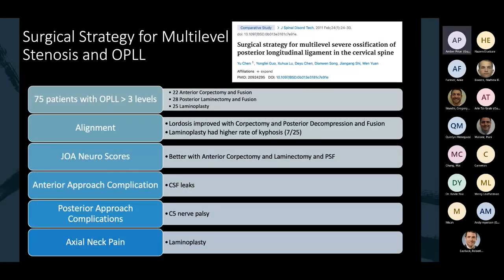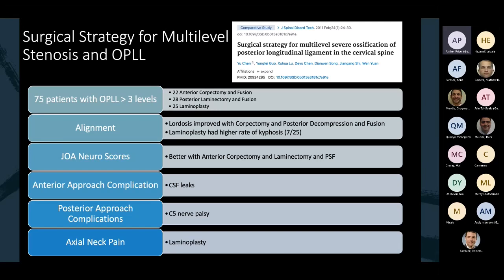What about the surgical strategy for multi-level stenosis and OPLL? This is a paper that compared posterior fusion against laminoplasty and anterior procedures. 75 patients were evaluated. With regards to alignment parameters, lordosis was more improved than with posterior decompression and fusion and corpectomy. The caveat here is that some patients can develop a laminoplasty postoperative kyphosis, which did not occur in the corpectomy and posterior decompression groups.